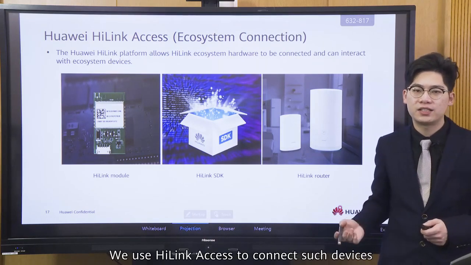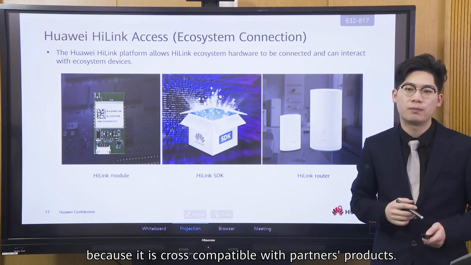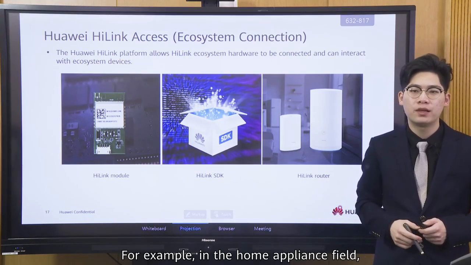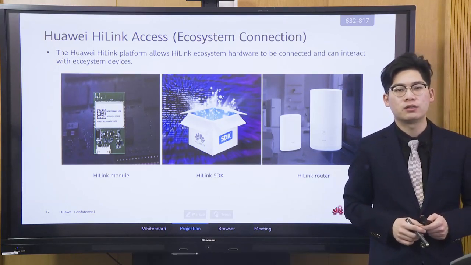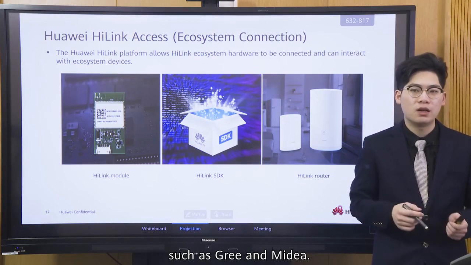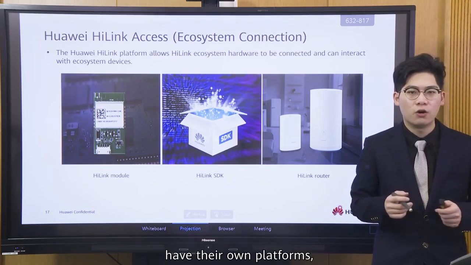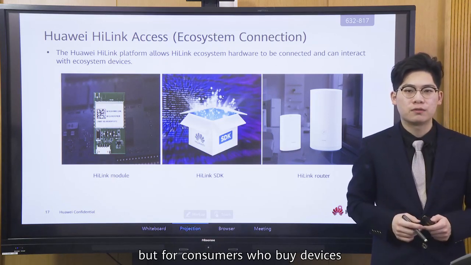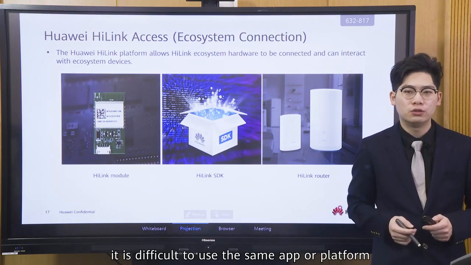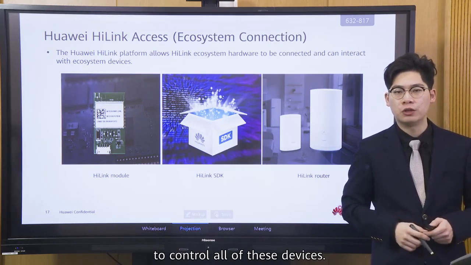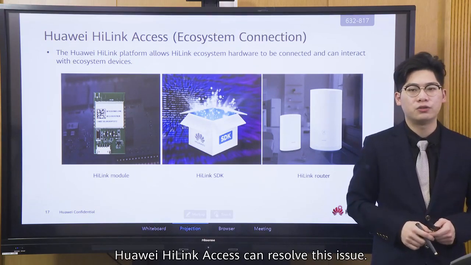We will use High-Link access to connect such devices because it is cross-compatible with partners' products. For example, in the home appliance field, China is home to many major companies, such as Gree and Midea. The smart home products of these manufacturers have their own platforms, but for consumers who buy devices belonging to different brands, it is difficult to use the same app or platform to control all of these devices. Huawei High-Link access can resolve the issue.